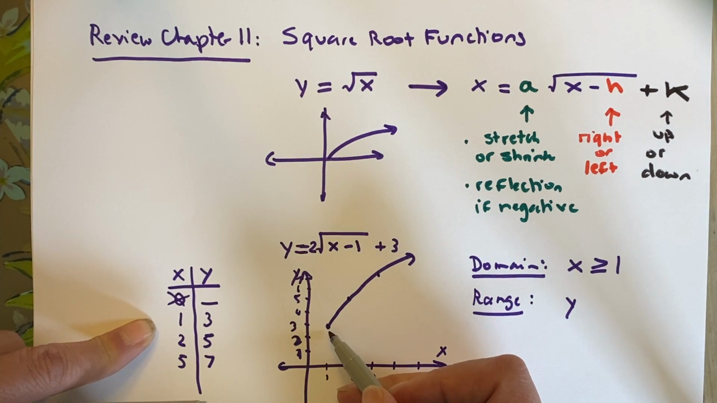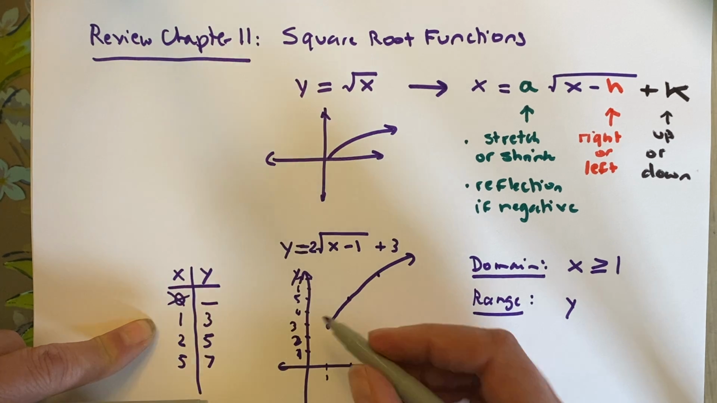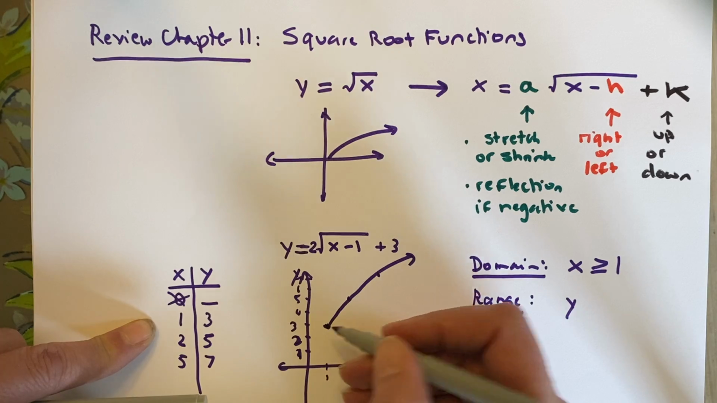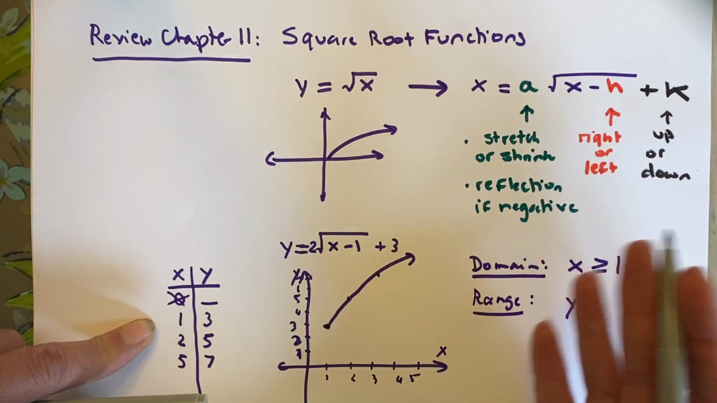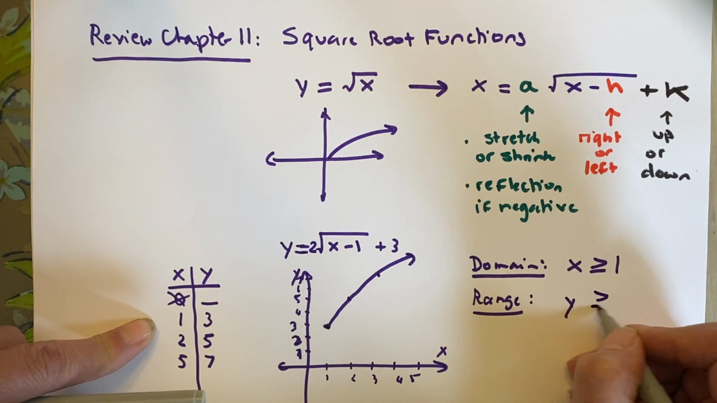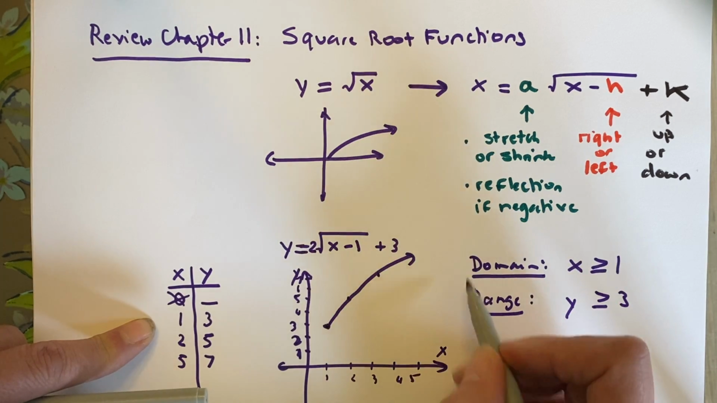For that domain, the range is going to be y is what? Where do the y's start? Well, there's no y, right? You can't start. This is not something that continues. It's almost like it's not a segment because it's a curve, but it cannot go below 3. So your y is greater than or equal to 3. So that is your domain and your range.